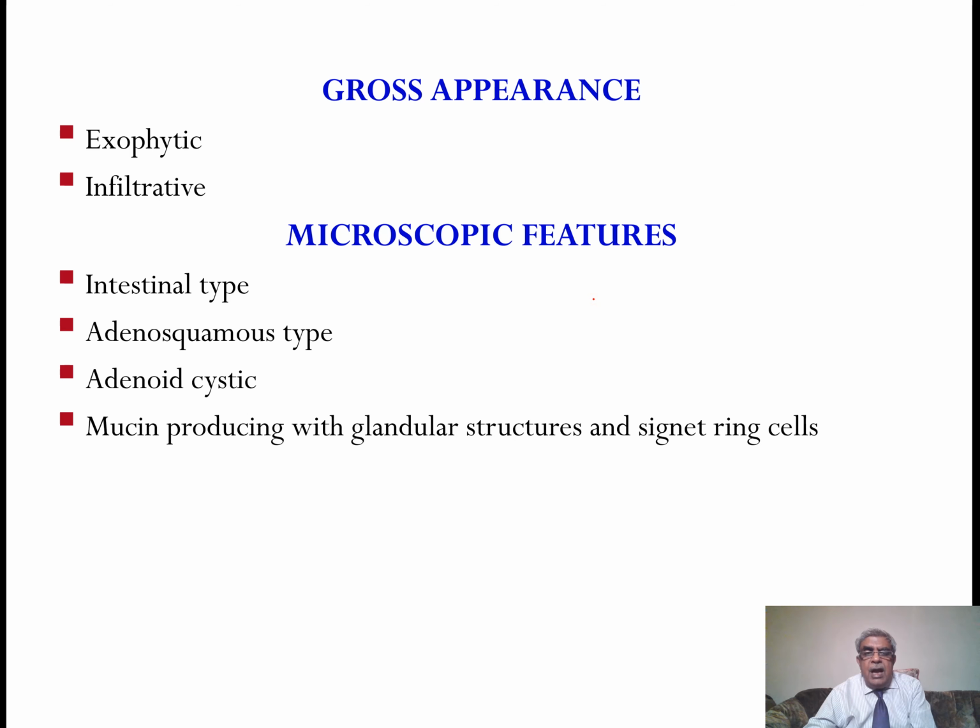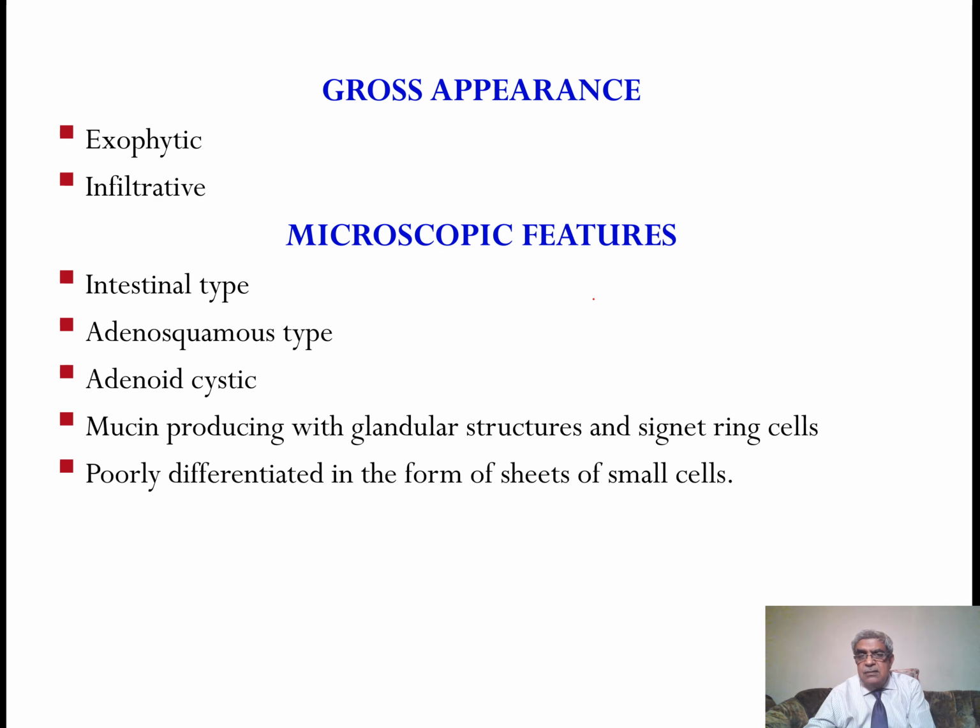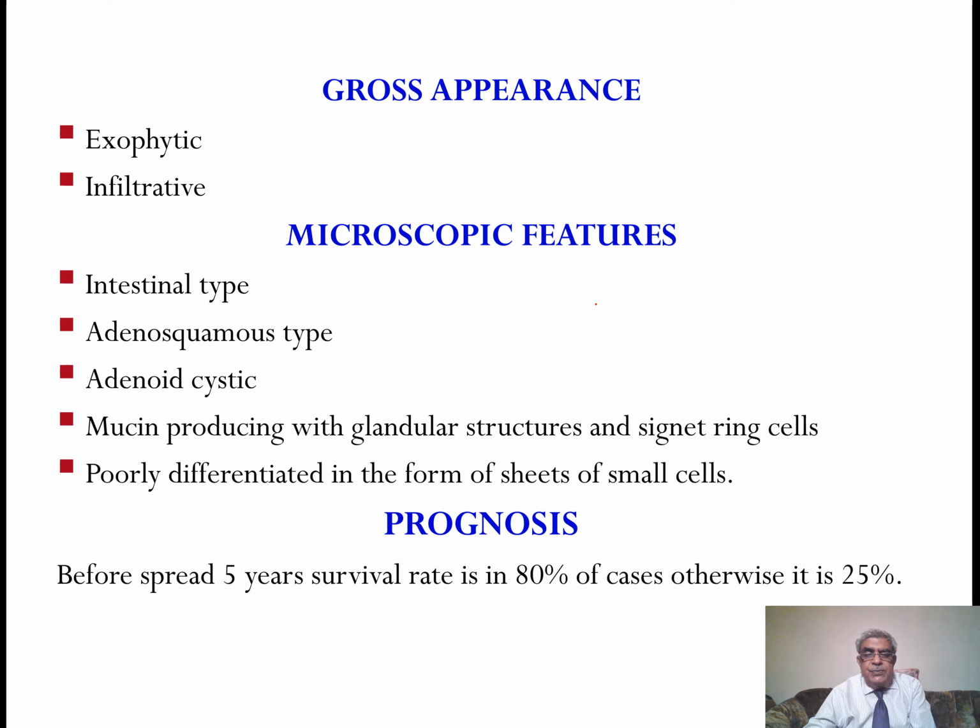Microscopic features: intestinal type, adenosquamous type, adenoid cystic type, and mucin producing type with gland formation along with the presence of signet ring cells. Poorly differentiated in the form of sheets of small cells. Prognosis: before spread, the 5-year survival rate is 80% of cases, otherwise it is 25%.